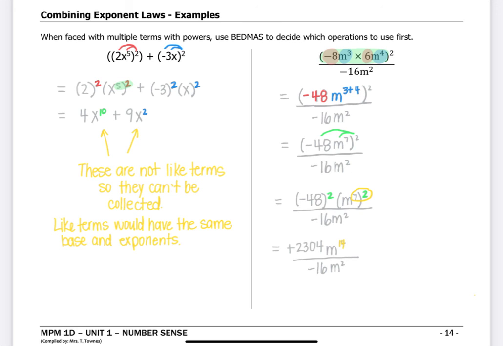Now we can divide. So we'll divide the 2,304 by negative 16, and that will give us negative 144. And then we can subtract the exponents because they have the same base and they're being divided. So we will have m to the power of 12. And we'll leave our answer at that.